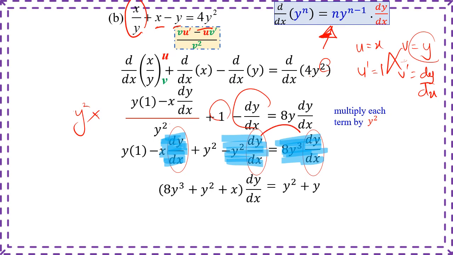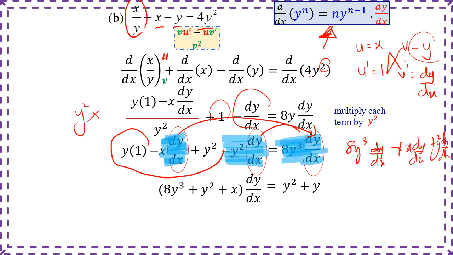They bring the dy dx to the right side, and then they write it on the left side. So it will be 8y cubed minus dy dx, minus plus x dy dx plus y squared dy dx. Then what is left on the left side is y plus y squared, and then they put it on the right side. That's why it will be y squared plus y.